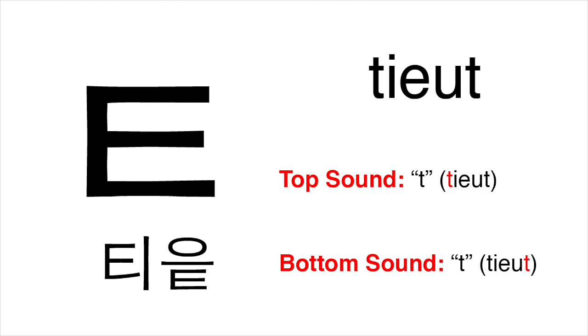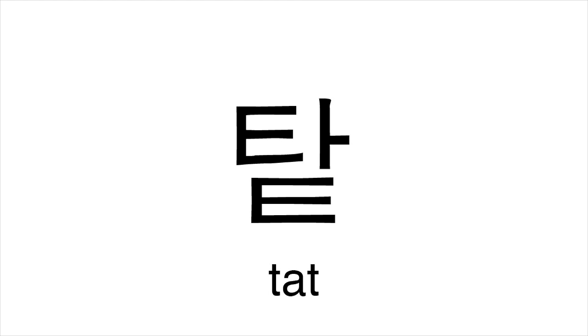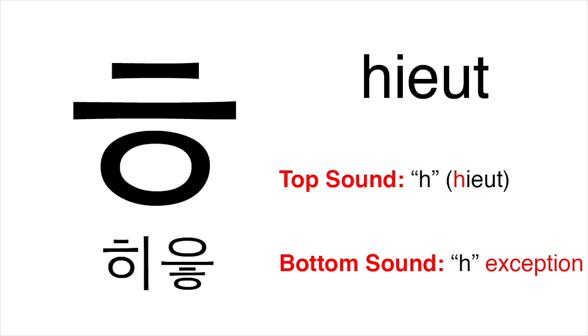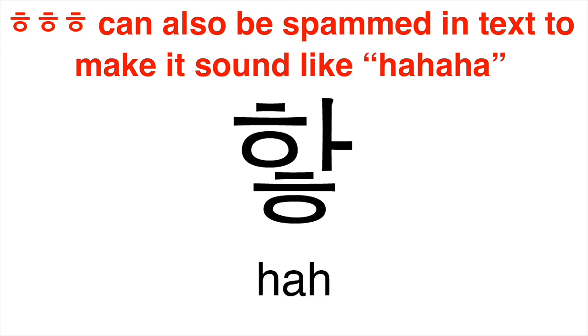The 12th consonant is Tieut, which has a sound similar to T for both top and bottom. Like Digeut, you have to put your tongue in between your upper and lower teeth like I showed you earlier, but just pronounce it stronger. Not da, but ta. So this letter would sound like tat. Sounds a lot like T. The 13th consonant is Pieup, which has a P sound for both top and bottom. So this letter would sound like pop. And finally, the 14th and final consonant is Hieut, which has an H sound for both top and bottom. So this letter would sound like ha.